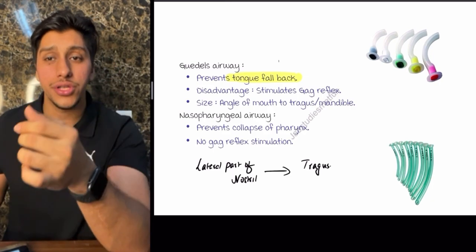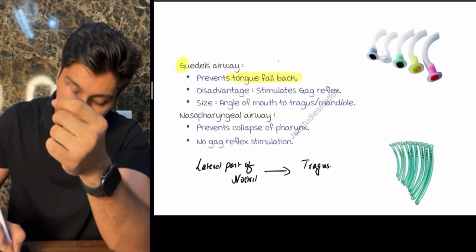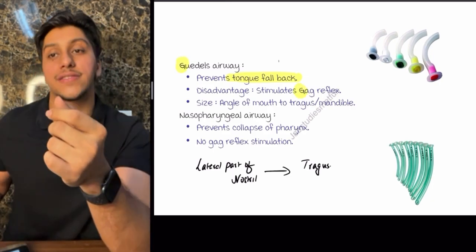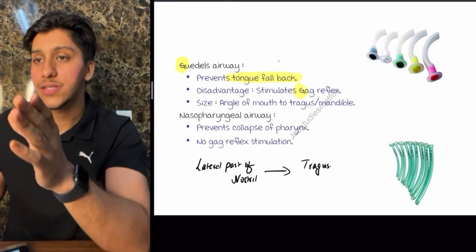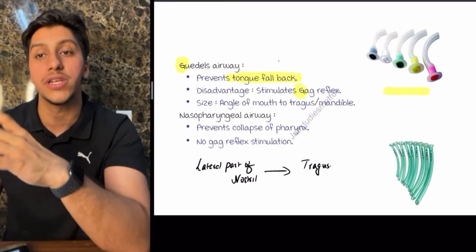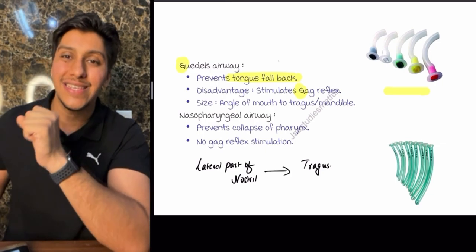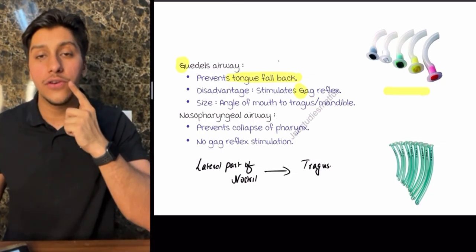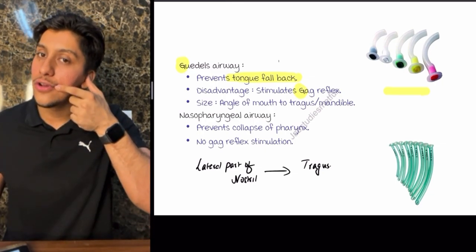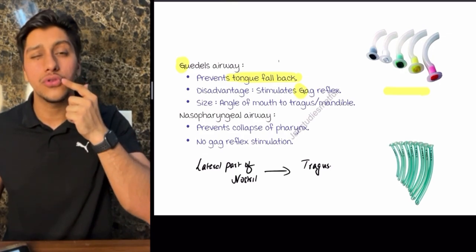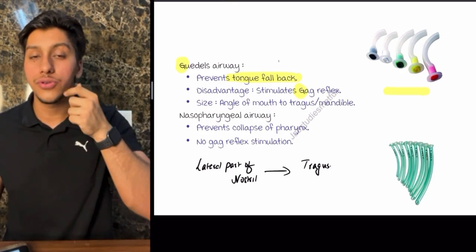The disadvantage, on the other hand, is G for Guedel's, and Guedel's causes gag reflex. Okay, G for Guedel's and Guedel's causes gag reflex. Make sure you know this image because they usually ask it. Okay, how do you check the size of a Guedel's airway? From the angle of the mandible up to the tragus, or from the angle of the mouth to the tragus, or from the angle of the mouth to the mandible.